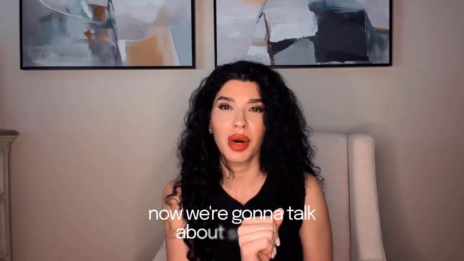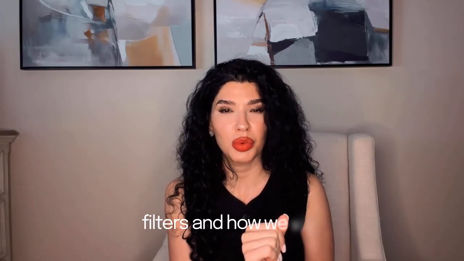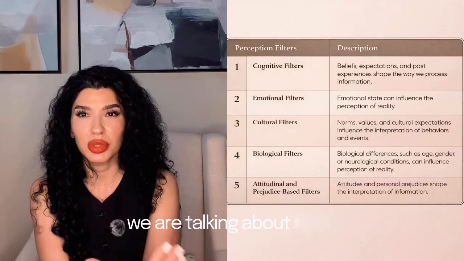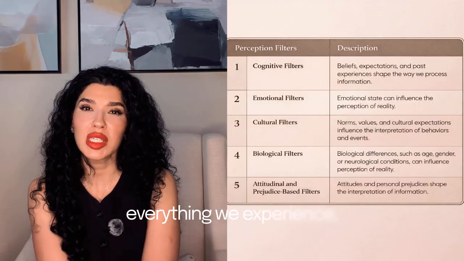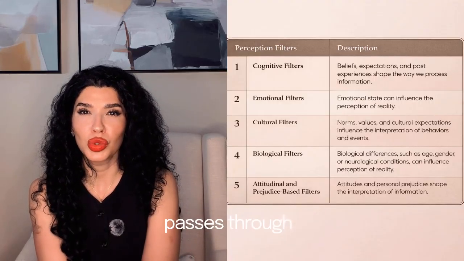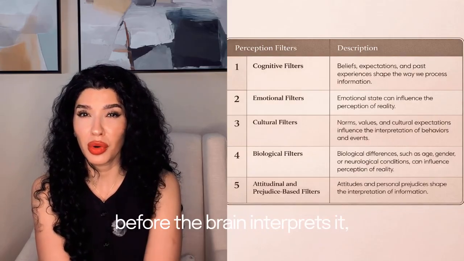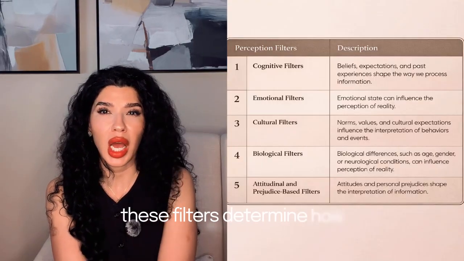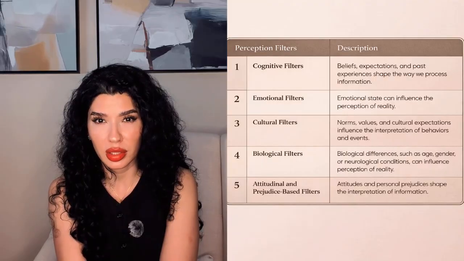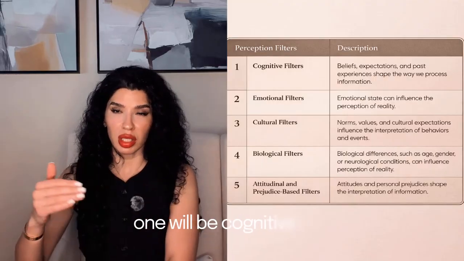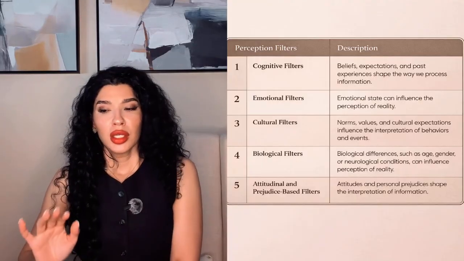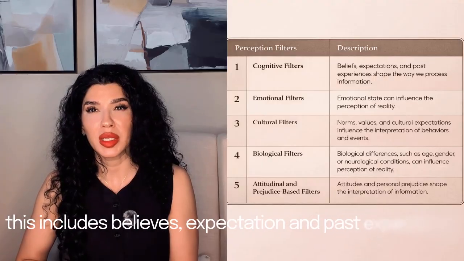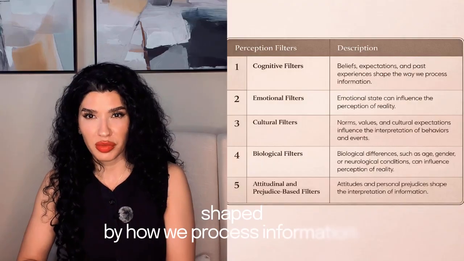Now, we're going to talk about some mental filters and how we see reality. When we talk about perception, we are talking about filters. Everything we experience passes through these filters before the brain interprets it. These filters determine how we understand the world. One will be cognitive filters. This includes beliefs, expectations, and past experiences that shape how we process information.